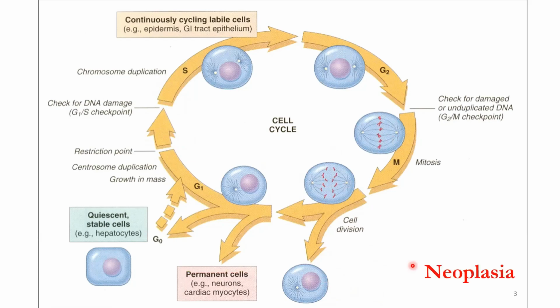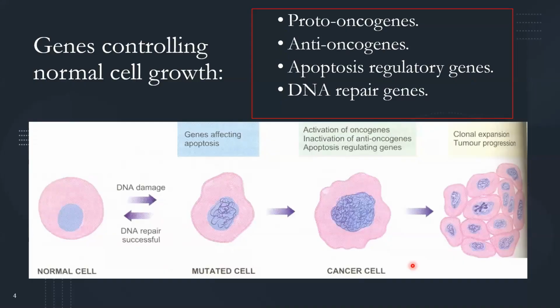There's another phenomenon which you must know, that is cancer. A normal cell becomes malignant whenever the genes which are controlling the normal cell growth do not take part in their activity, or something has gone wrong with them. They're not functioning normally, basically. So these are proto-oncogenes, anti-oncogenes, apoptosis regulatory genes, and DNA repair genes.